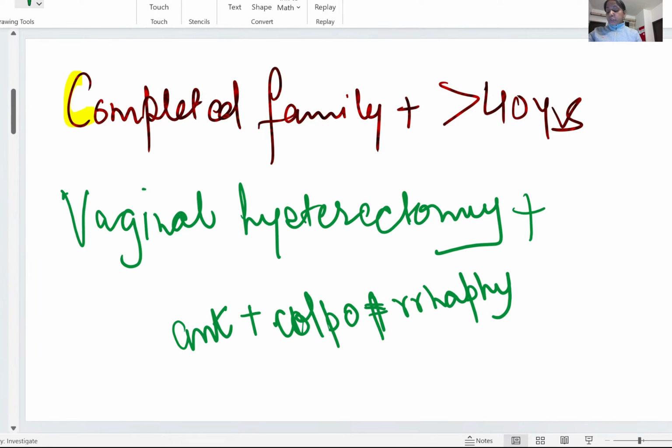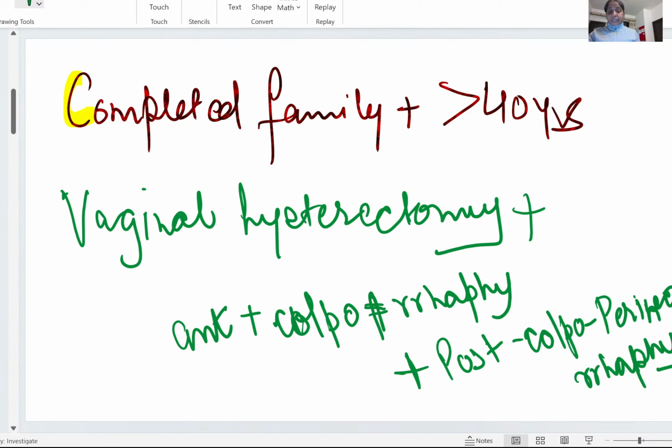Perineo. The answer is perineo raphe. Is it okay? Posterior colpo perineo raphe. And what is this whole surgery known as?